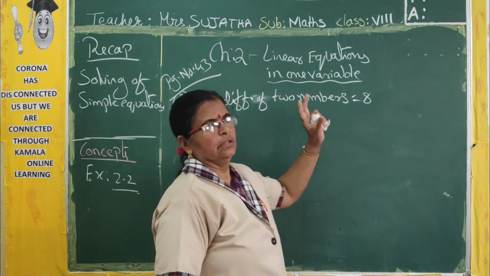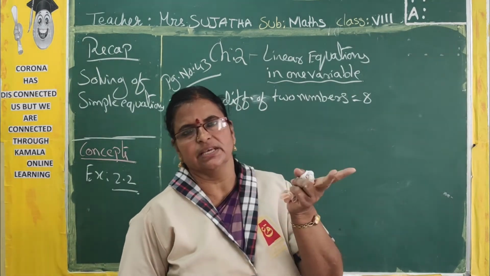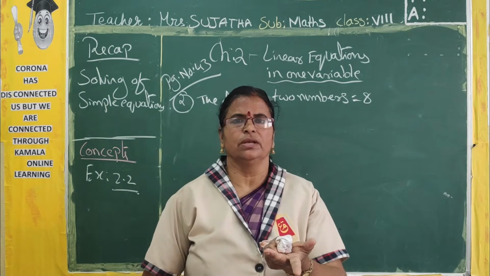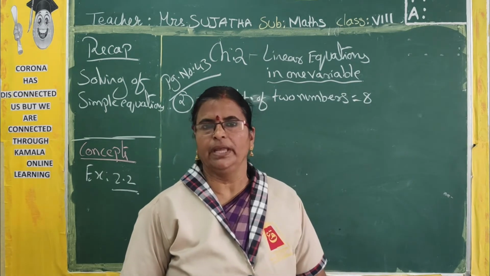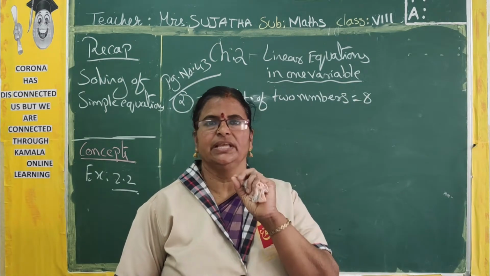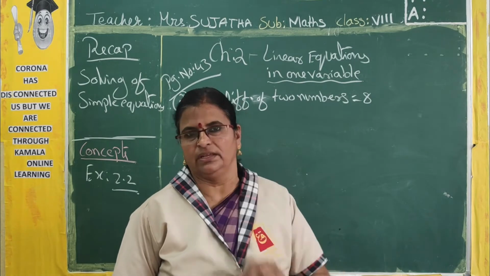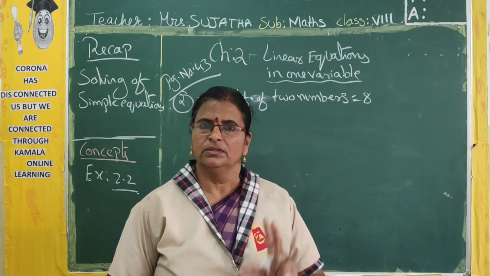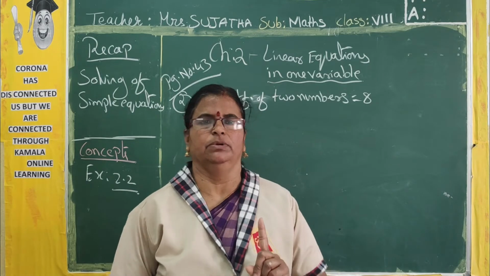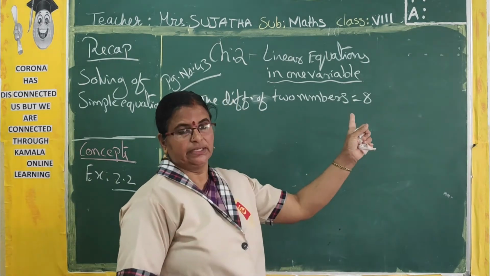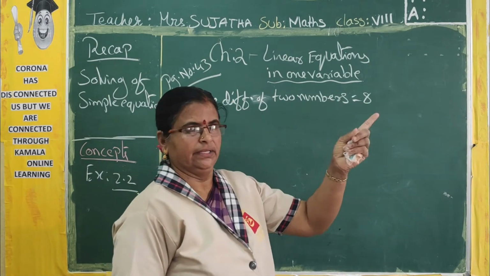Okay. So, in that, x and y are the two numbers. But x is an unknown variable, y is also an unknown variable. But our topic is only one variable, that is linear equations in one variable. So the equation should contain only one variable. That's why we can't take x minus y is equal to 8.